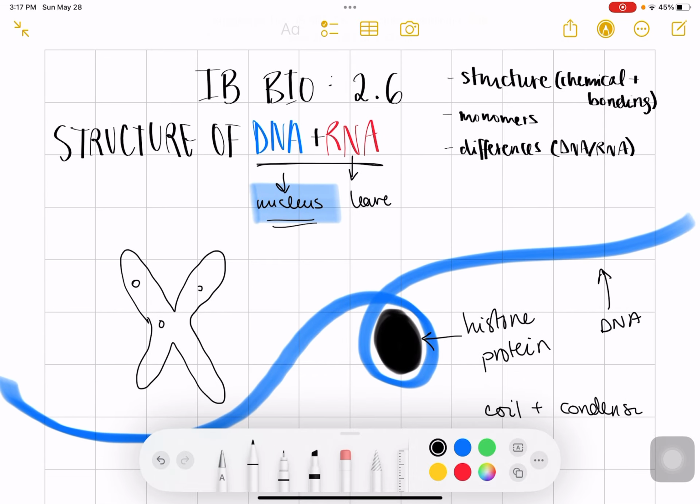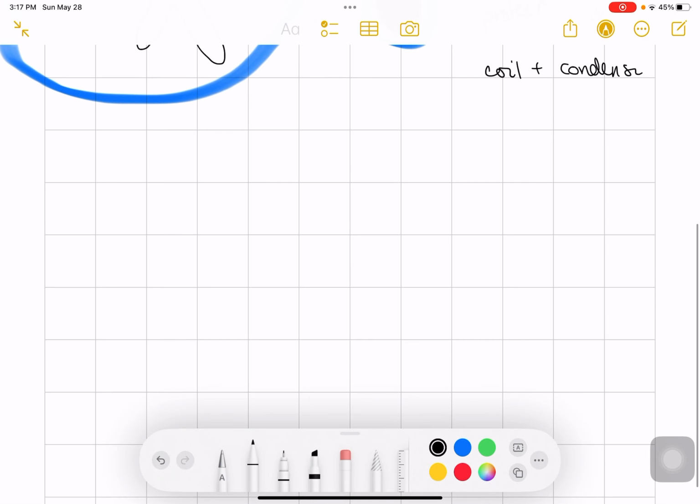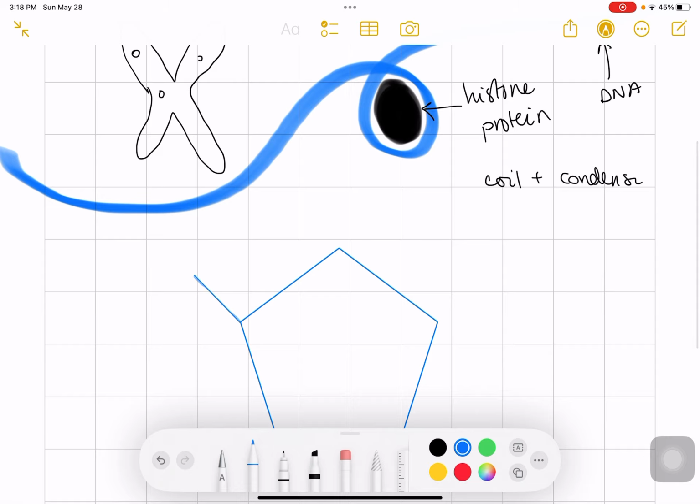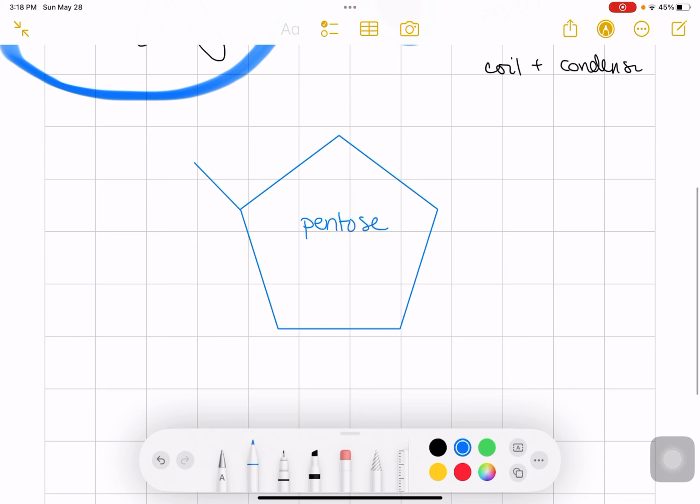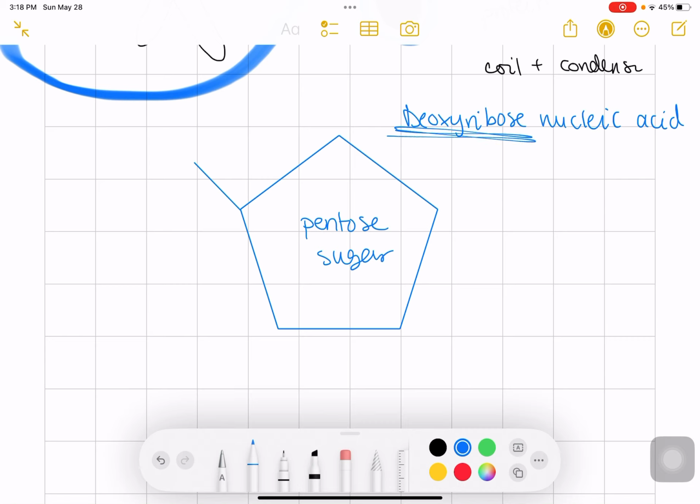Okay, so let's talk a little bit about the structure of DNA. DNA is made up of three main components. Let's do this in blue. Also, DNA is going to be in blue and RNA is going to be in red because that's how I feel about them. So for DNA, first let's talk about this structure. This is a pentose sugar. DNA stands for deoxyribose nucleic acid. Deoxyribose is the name of this sugar, so that's why it's called that.